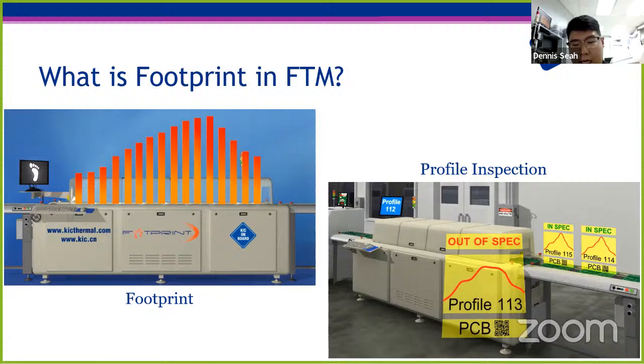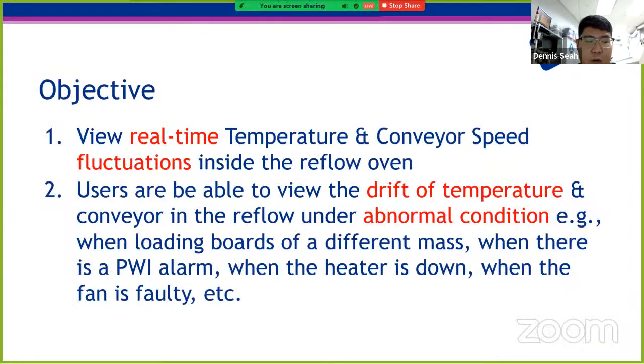So when we introduce the footprint, we are trying to capture the live recording of the temperature fluctuation in the oven. So what is the objective of the footprint? It's to capture real-time temperature and conveyor speed fluctuation. And number two, which is the more important one, is to monitor the drift of the temperature and detect any abnormal condition.